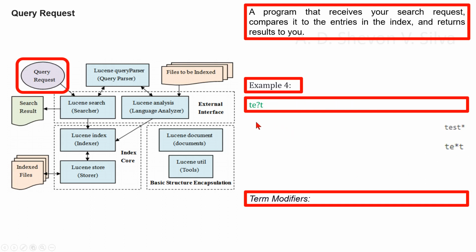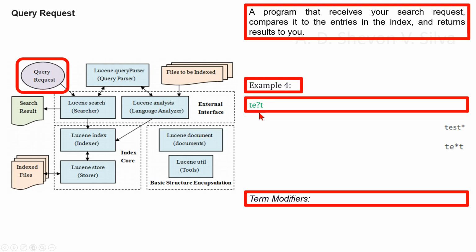Now we are considering term modifiers, the wildcard searches. To perform a single character wildcard search, use the question mark symbol. To perform a multiple character wildcard search, use the asterisk symbol. A single character wildcard search looks for terms that match with the single character replaced. For example, to search for text or test, you can use the search here.